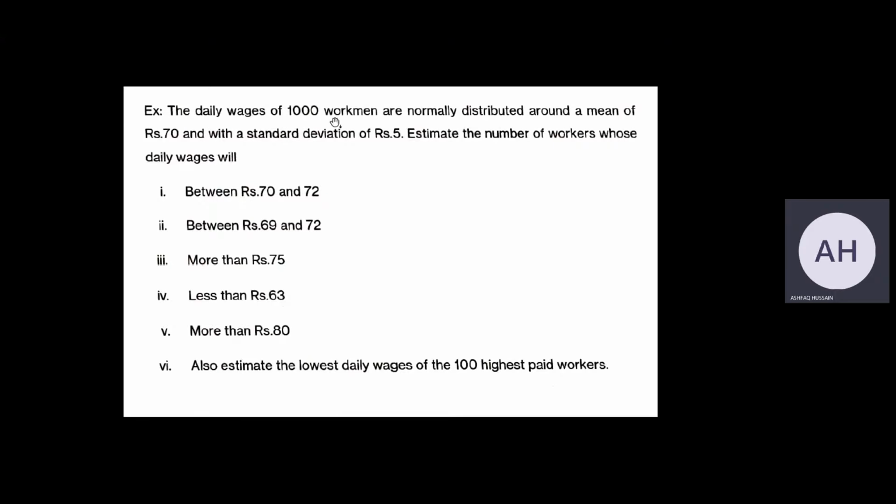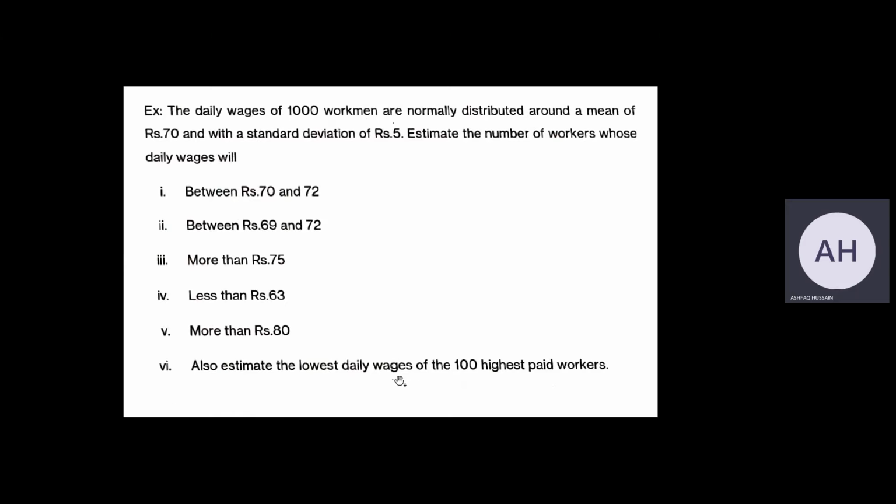Now, the daily wages of 1,000 workmen are normally distributed around a mean of 70. So see, mean is given and standard deviation is given. N equal to 1,000. Estimate the number of workers whose daily wages will be as follows. The average wage is 70. How many workers have a daily wage from 70 to 72? Second point, 69 to 72. Third point, more than 75. Fourth point, less than 63. Fifth point, more than 80.